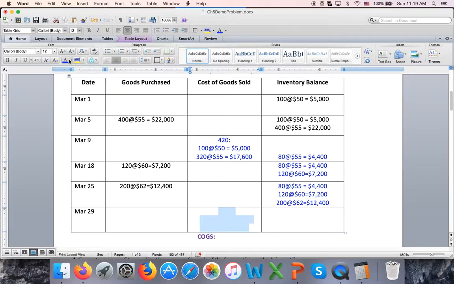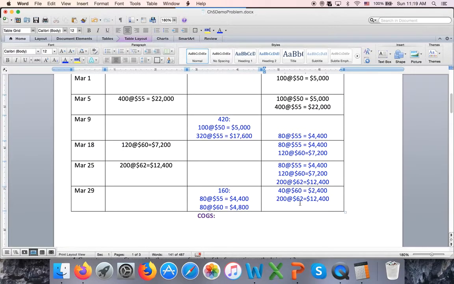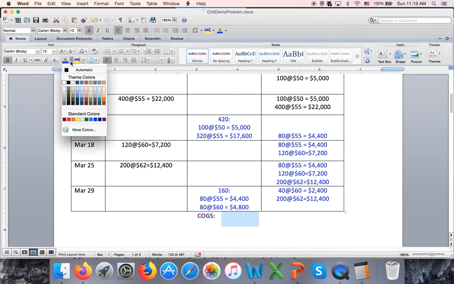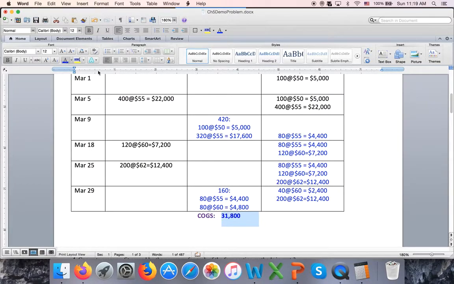I'm selling 160 units. I start with the top. So I sell all $55 items, and I sell 80 of the 120 $60 items. So what's left? 120 minus 80, 40 of the $60 items are left, and all of the $62 items are left, right? And so for cost of goods sold, I'm going to take these four amounts and add them together. It gives me the cost of goods sold. Here you go.